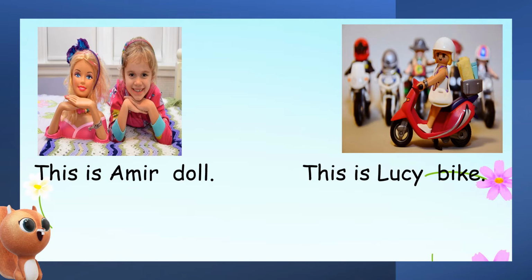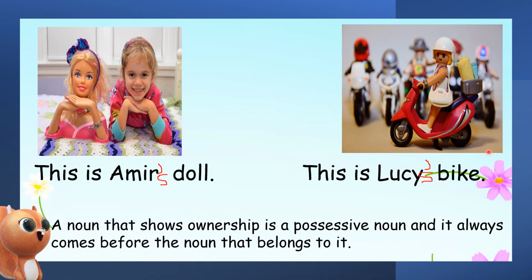Welcome back. Did you write apostrophe and S here, and apostrophe and S over here? If you did, well done. This is Amy's doll. This is Lucy's bike. We add apostrophe S right behind the name of the owner of the thing.